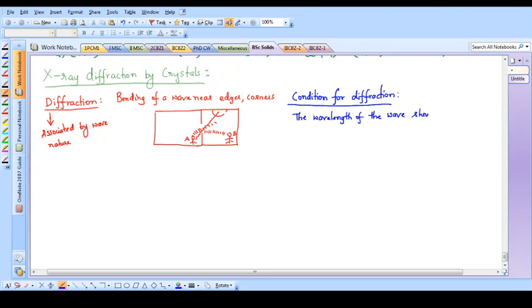should be approximately or roughly the same as the dimension of the object with which it is interacting. So this is a very important condition. Please remember this condition. We will be using this condition when we discuss X-ray diffraction by crystals.